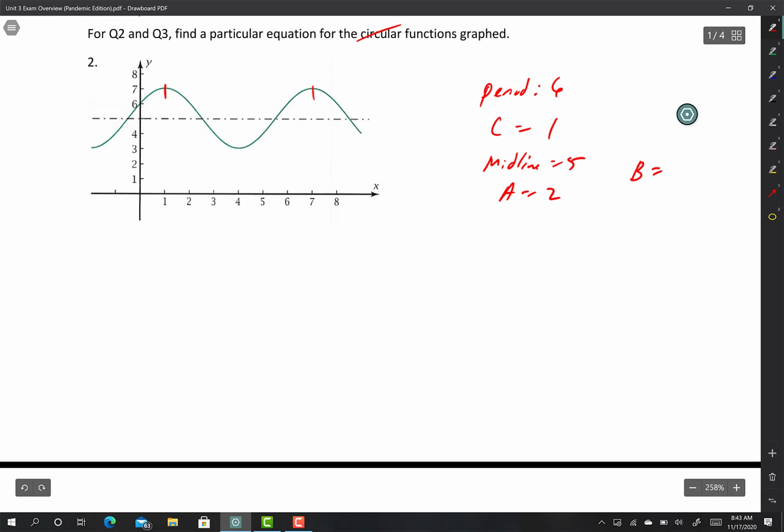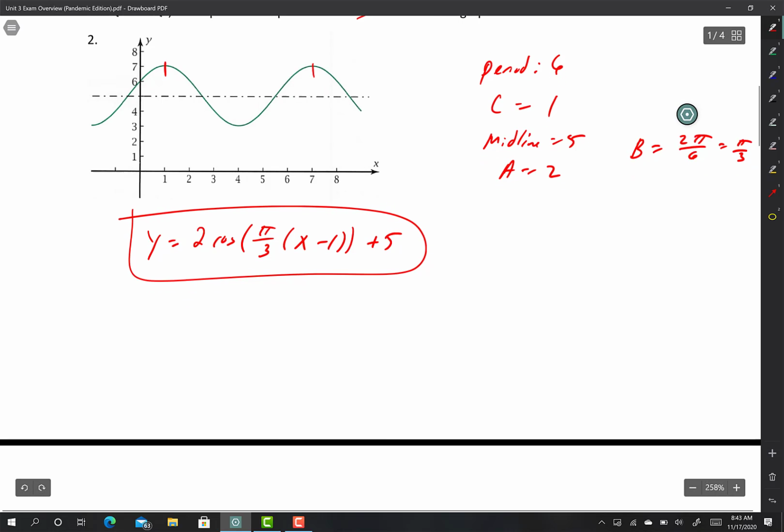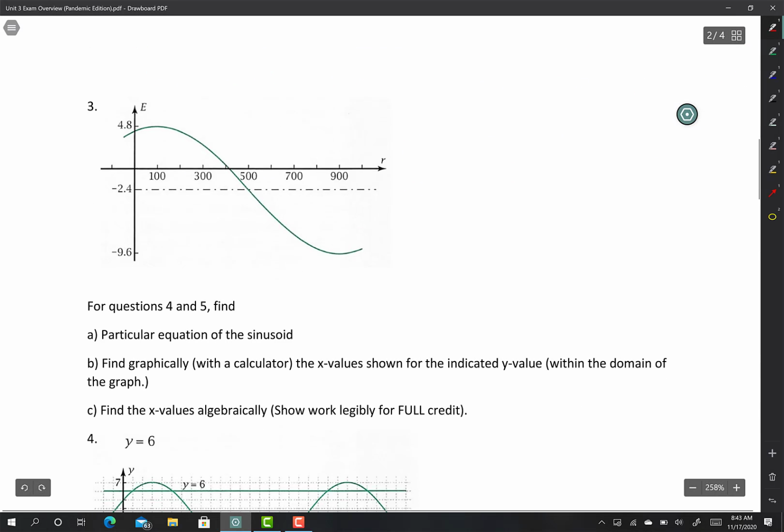So the b value is 2 pi over 6, which is pi over 3. So here you go, y equals 2 cosine pi over 3 times x minus 1, close, close, plus 5. And that's it, guys. Pretty straightforward. Go to the next one.